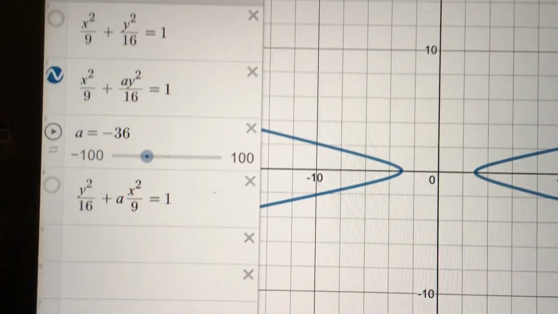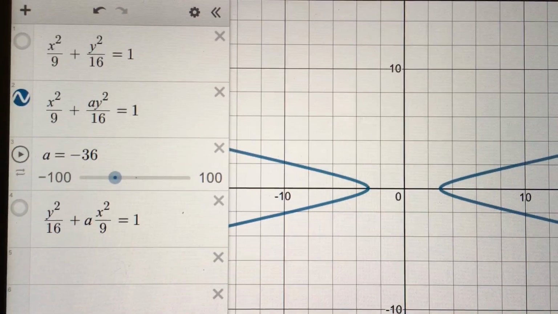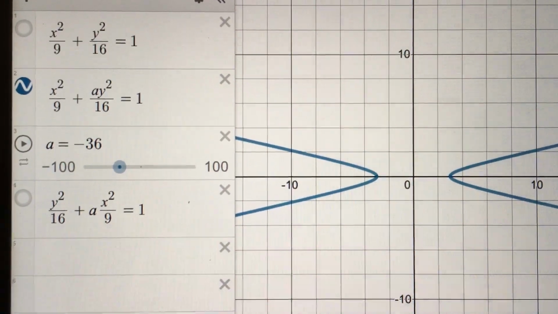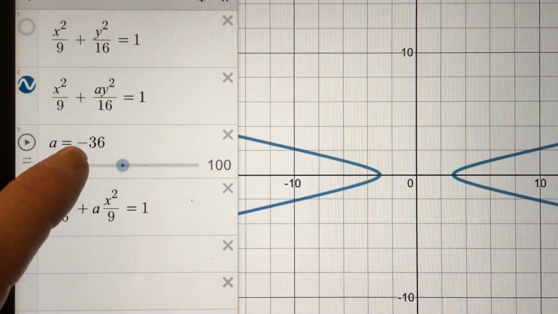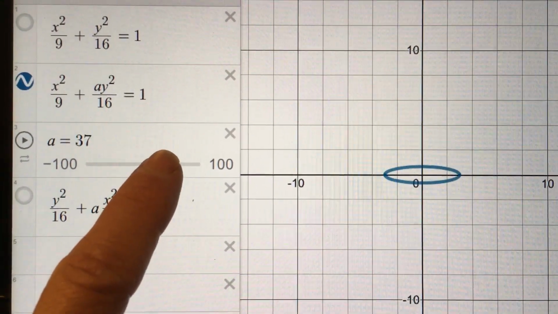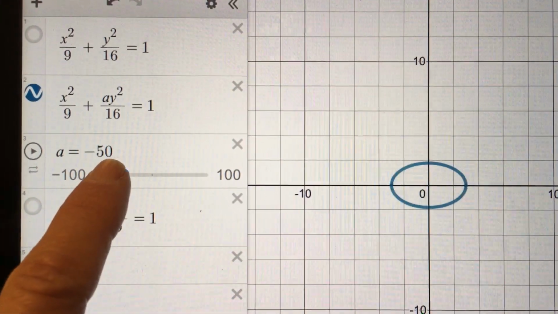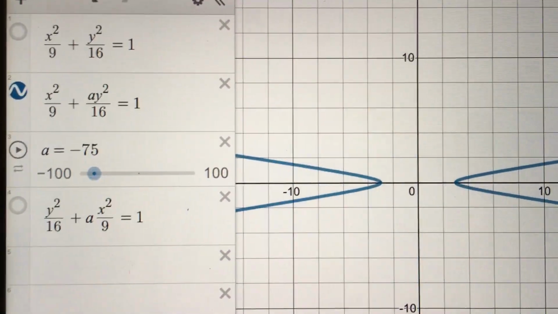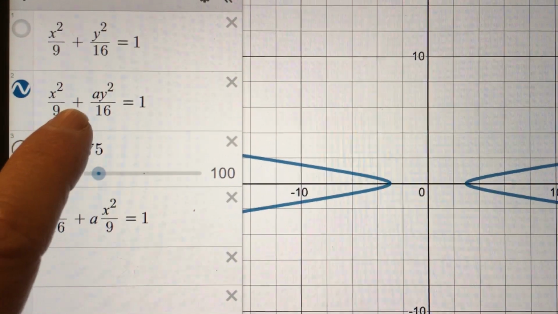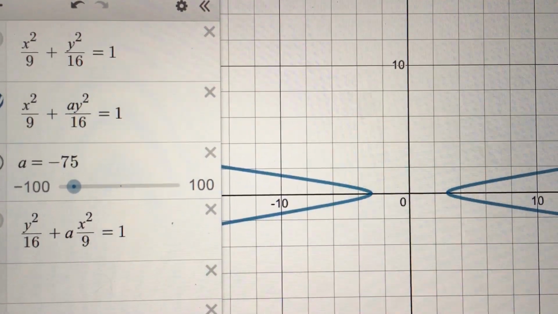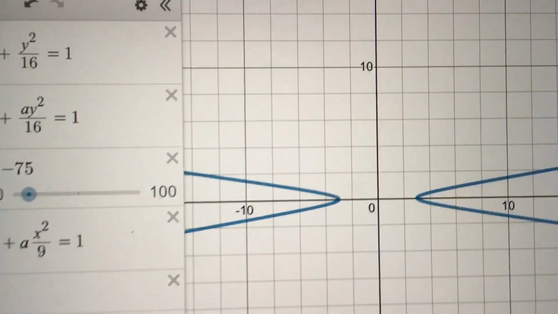Pause. I don't know if you were able to look at both at the same time, but hopefully you've noticed that it's a hyperbola anytime A is negative, and it's an ellipse anytime A is positive. So positive ellipse, negative hyperbola. We are studying shapes today where instead of being a plus, this will be a minus, and that will make a hyperbola.